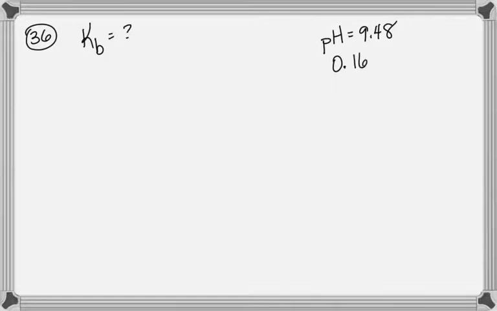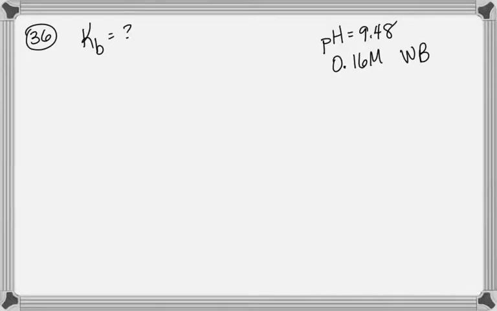Okay, number 36 from Connect. You're asked to calculate a KB, and you are given that the pH is 9.48. You're also told that the concentration of the weak base is 0.16 molar.